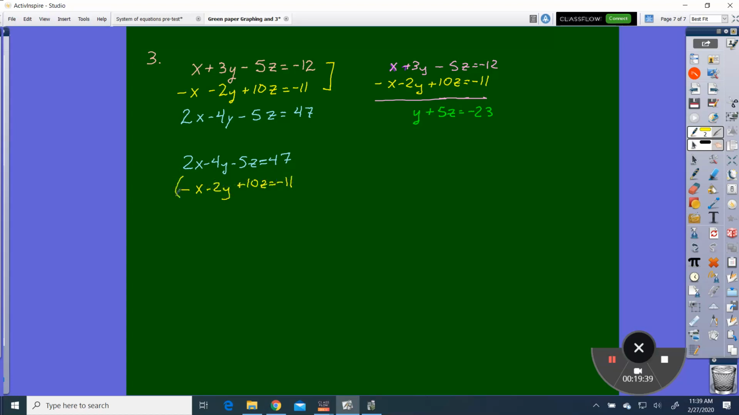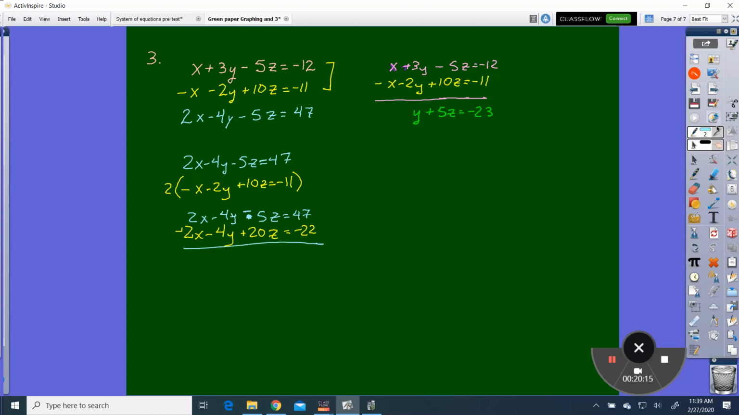But I'm going to multiply this yellow one all by 2. So I now have negative 2x minus 4y plus 20z equals negative 22. So negative 2, negative 4, positive 20, negative 22. So I just go through and I hurry and check my work, make sure I haven't written stuff down wrong. And the blue one hasn't changed. 2x minus 4y minus 5z equals 47.